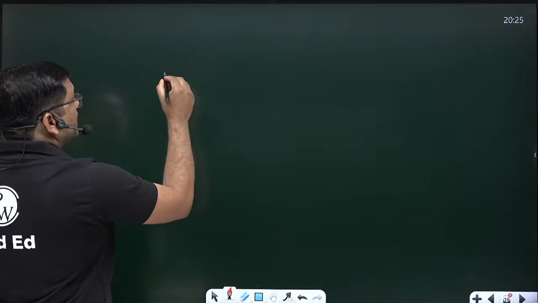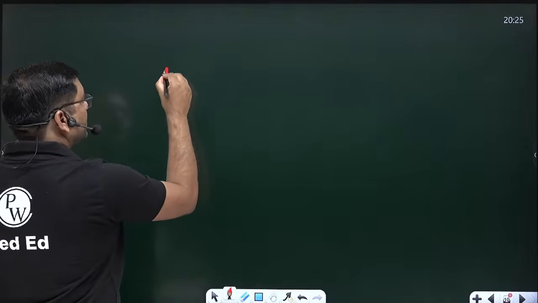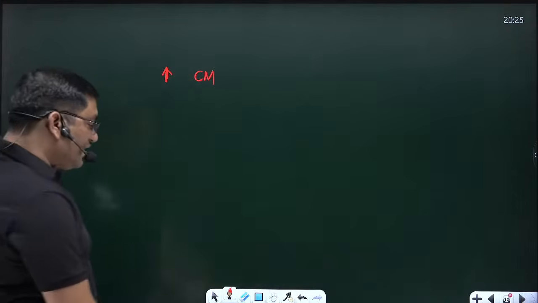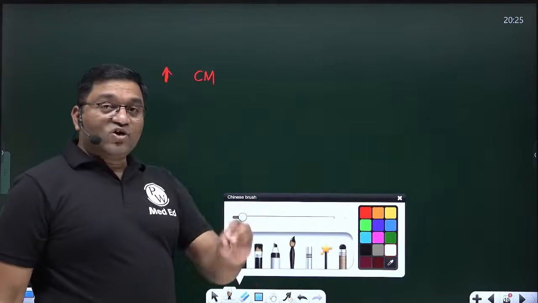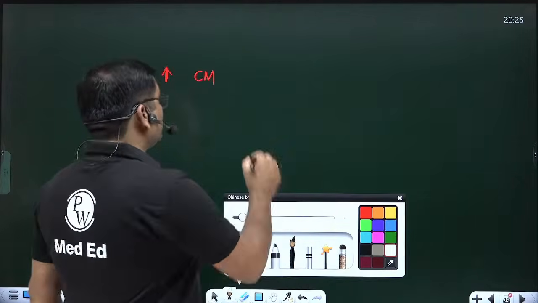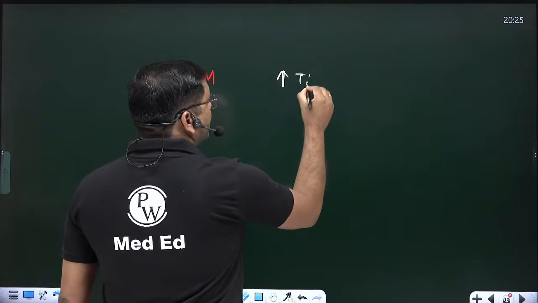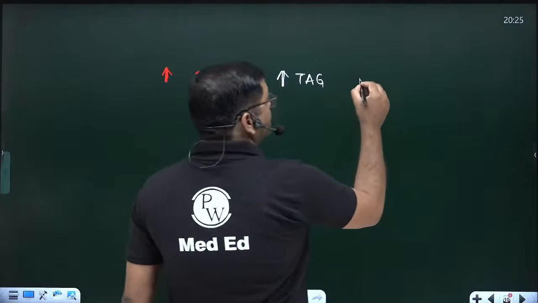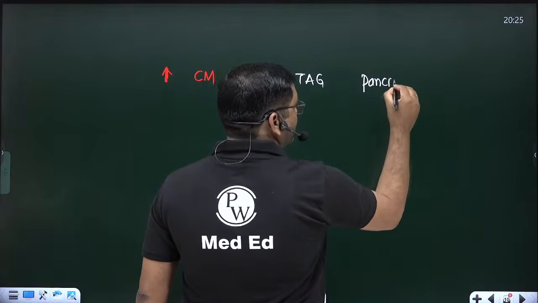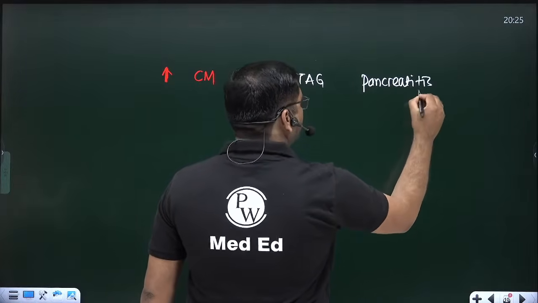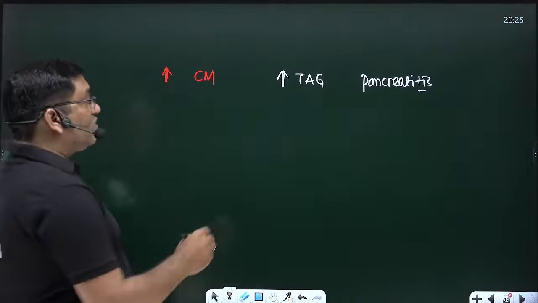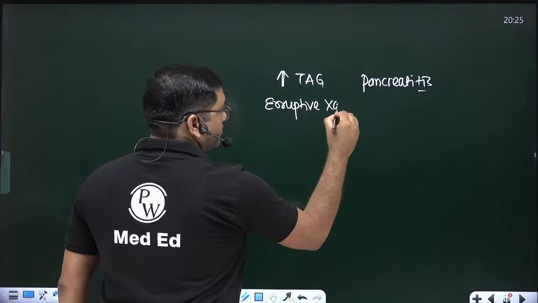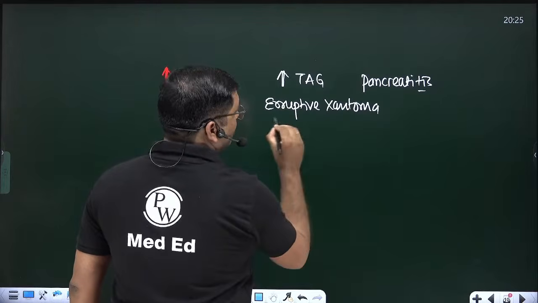If chylomicron levels are raised, what is the function of chylomicron? Chylomicron carries triacylglycerol. So increased chylomicron means increased triacylglycerol. Whenever there is an increase in triacylglycerol, there is increased risk of pancreatitis. Increased levels of these lipids cause eruptive xanthomas, and there is increased risk of pancreatitis.